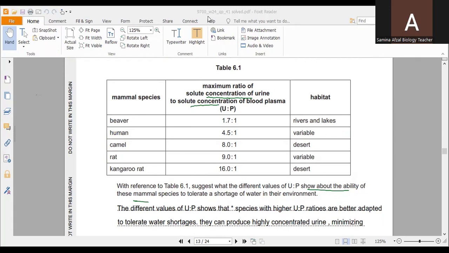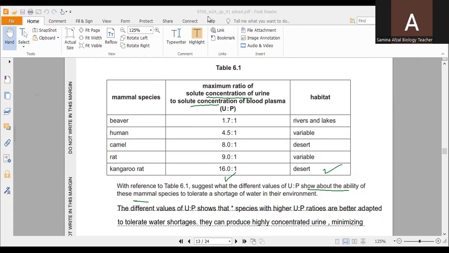This is consistent with its desert habitat where water conservation is crucial. So that is the reason this value is high, because the habitat is desert, and there is less availability of water. So the solute concentration of urine is high because of the less availability of water. So it is 16 in comparison to the solute concentration of the blood plasma. So it is the highest value in this case.